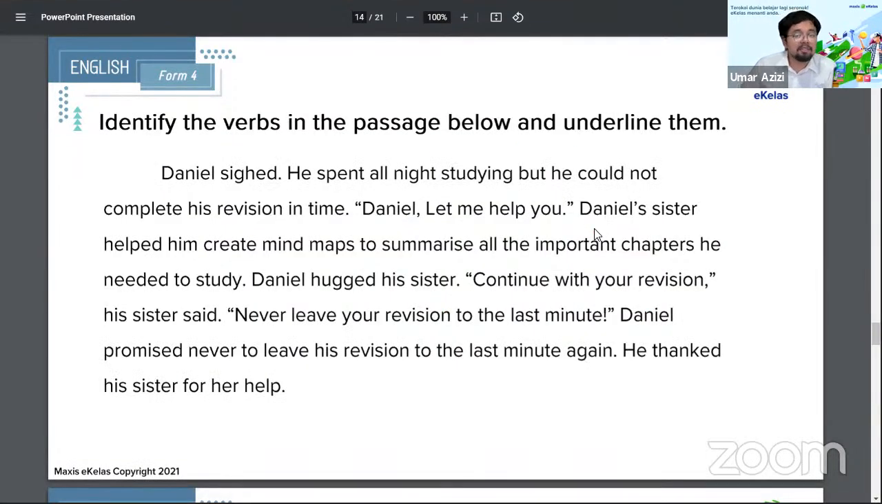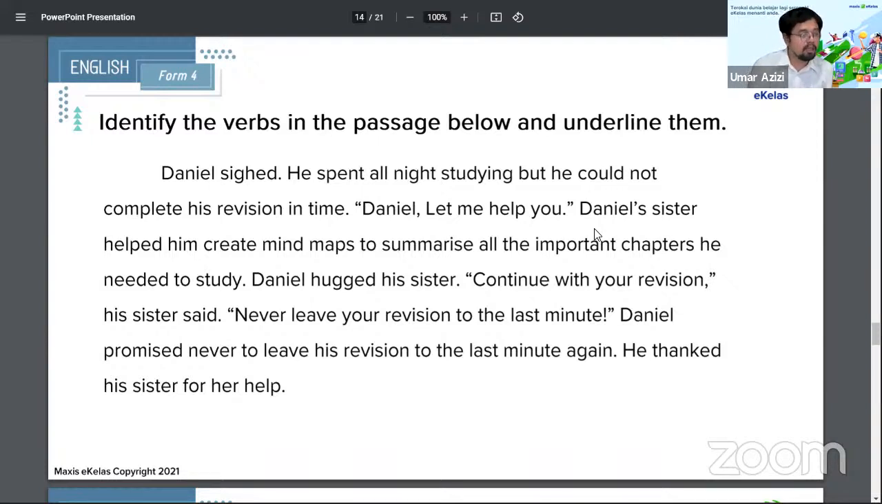So now I'll ask you to identify the verbs in the passage below and underline them. So here's a whole passage. I'll give you some time to read through, and hopefully you'll be able to tell me what are the verbs you can find in the passage. So in the comment section below, share with me what verbs you found from the passage.